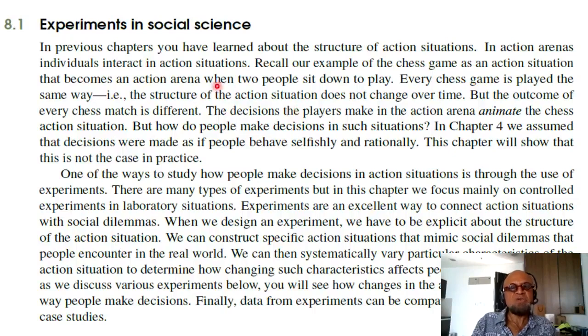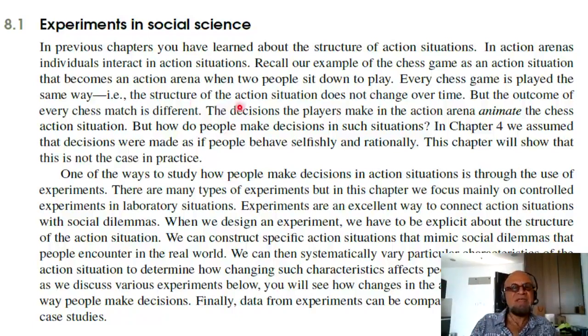So experiments in social science. In previous chapters you have learned about the structure of action situations. In action arenas, individuals interact in action situations as we defined in the first section. Recall our examples of the chess game as an action situation that becomes an action arena when two people sit down to play. So the action situation is defined as soon as you say chess game, you know what is involved: the board, the pieces, the pawns or whatever, the players, the rules, the timing, what is at stake for the winner and so on. But when two people sit down to play, it becomes an action arena.